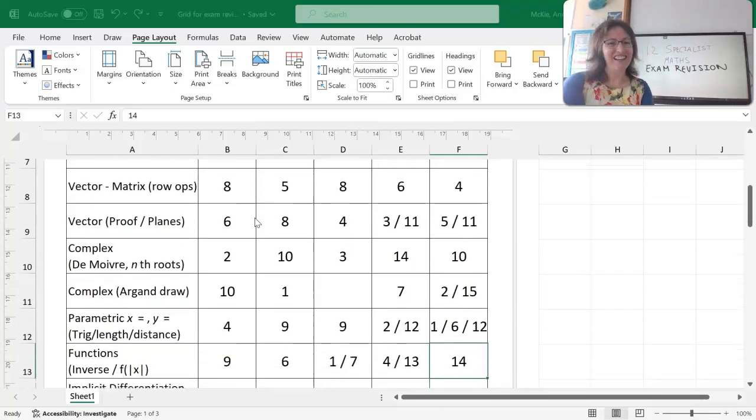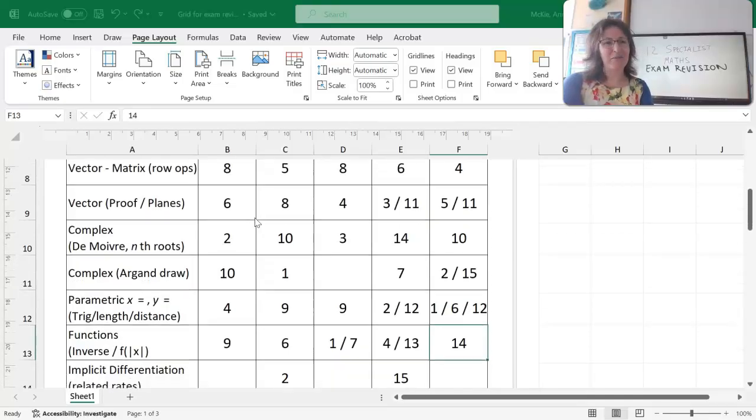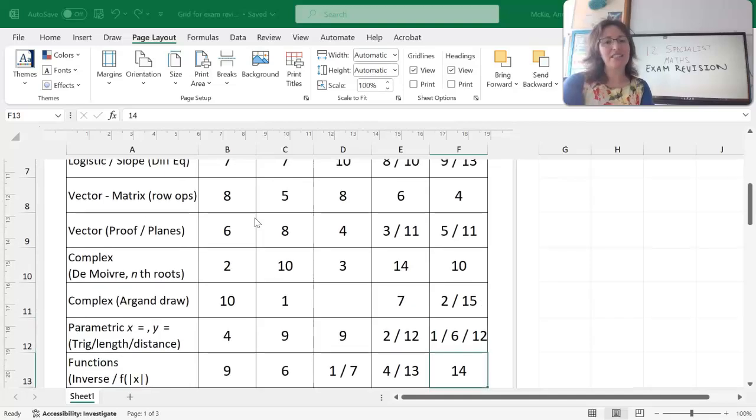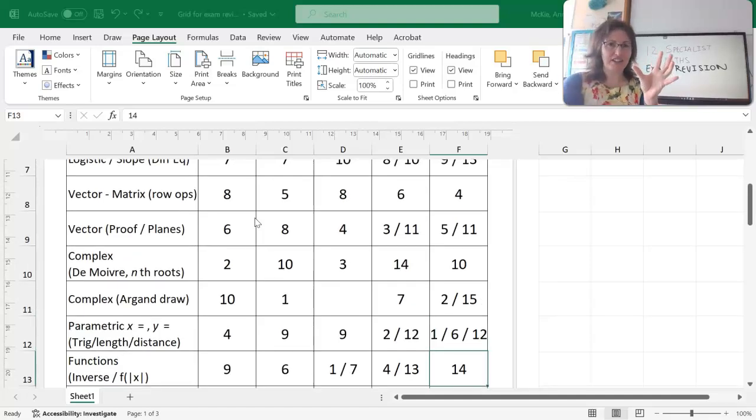Okay, then same for the row operations around that point. Vector proofs with planes. So my point is, as you can see, there's 2 rows of vectors. And so when you come to do your exam revision, my idea is that these 2 rows of vectors, those questions that they cover, try and do all of those questions in a revision session. And so then you feel like you're as prepared as possible for vectors.